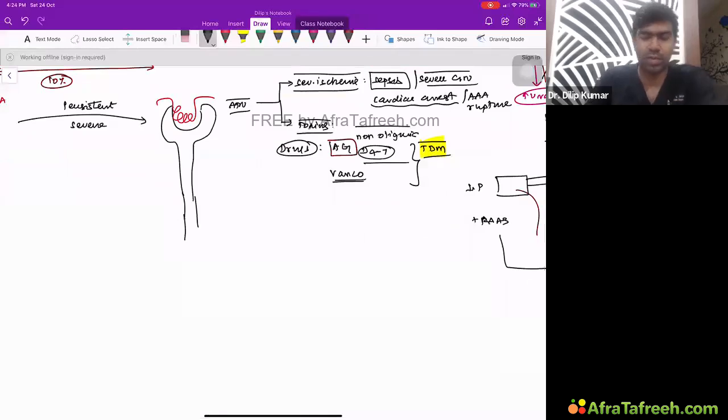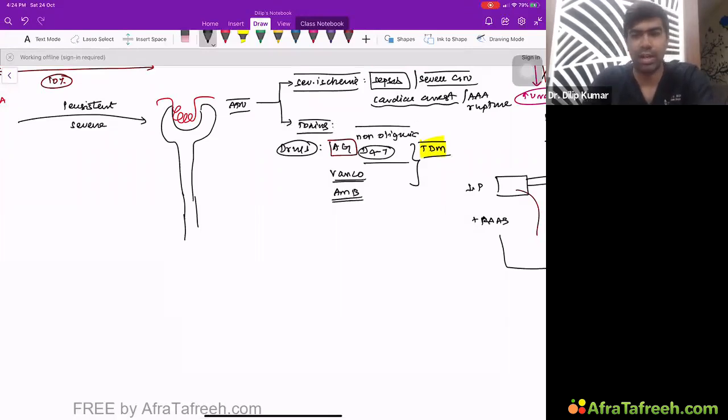And another very important drug, because of which I've seen so many patients suffer nephrotoxicity, is amphotericin B. Even though we use the liposomal forms of amphotericin B, amphotericin B is very toxic to the kidneys, especially the distal nephron. It will damage the distal nephron and will produce distal RTA also.